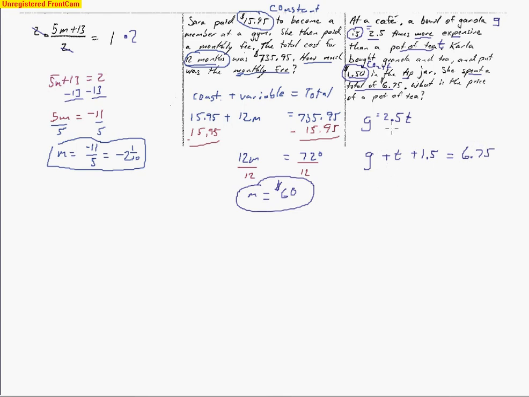So instead of G, though, because they're going to ask for how much that pot of tea cost, what we're going to do is put that expression that we have right here, 2.5t, in place of that G. So now we've got 2 5/10 t plus that $1.50 is going to equal $6.75. So now we're ready to solve. So we'll go ahead and collect some like terms. These two right here. 1 plus 2 5/10 makes 3 5/10 t.